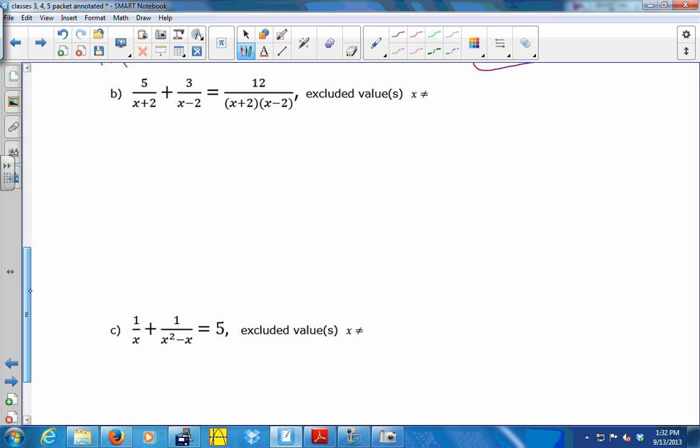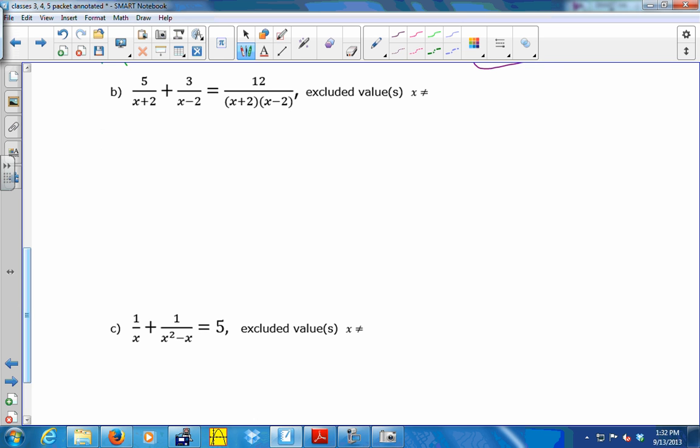All right, let's look at the next one. 5 over x plus 2 plus 3 over x minus 2 equals 12 over x plus 2 x minus 2. What is the common denominator? X plus 2 x minus 2. Yeah. X plus 2 x minus 2.